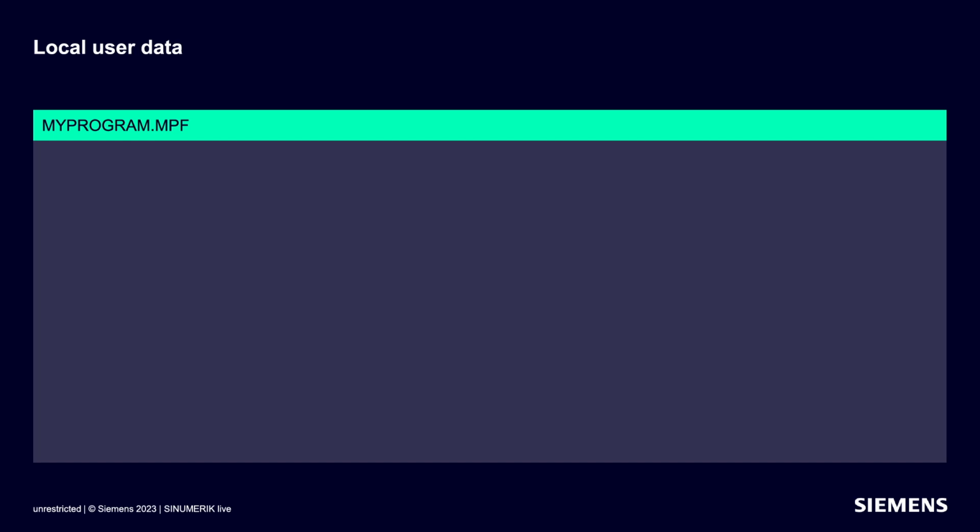Now that we've learned about the types of variables, we now come to a tool that I use almost every day in CNC programming, the local user data. These are variables that are only needed during the program's runtime. Let's take a closer look.